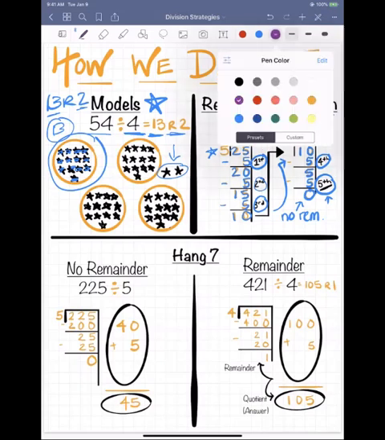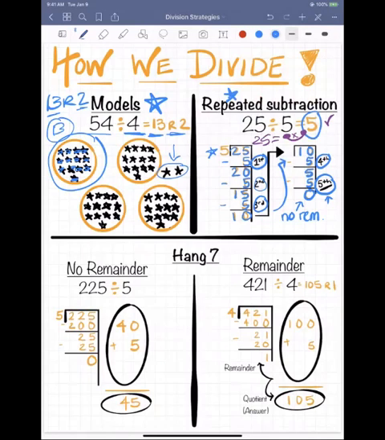Okay? All right, and then we have my favorite method, the hang 7. So that's on the bottom. There are two examples of hang 7. We have one with no remainder and one with the remainder. So for right now, we're going to start with no remainder.